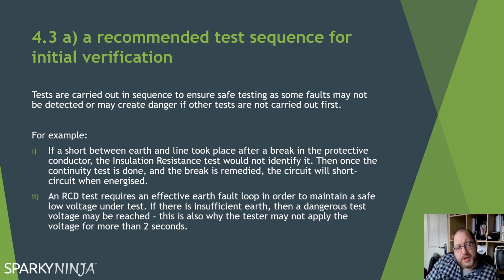Another example, as we mentioned just a minute ago, is the earth fault loop impedance testing and the RCD testing. The RCD test requires an effective earth fault loop impedance in order to maintain a safe voltage under the test. If we haven't verified that the earth fault loop impedance in the area of the test is sufficient, then the potential voltages during the test can rise to unsafe levels. So there is a need to have a sequence for testing for initial verifications.